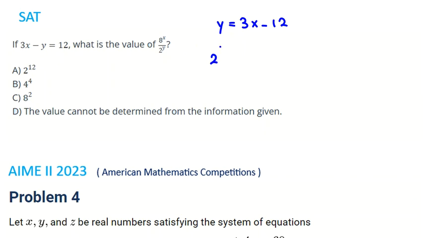8 to the x is 2 to the 3x over 2 to the y. So I replace y with 3x minus 12, so it will be 2 to the 3x over 2 to the 3x minus 12. So it will be 2 to the 12. 2 to the 3x will be cancelled, and negative, when it goes to the numerator, will be positive. So it will be choice A.